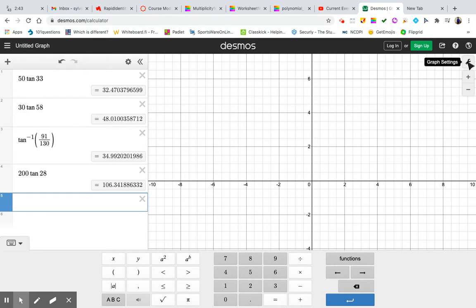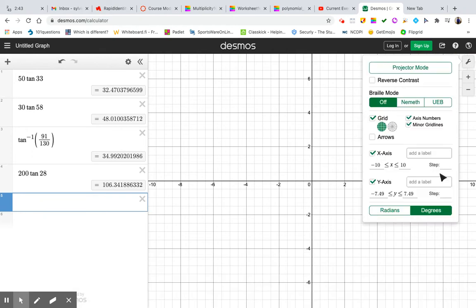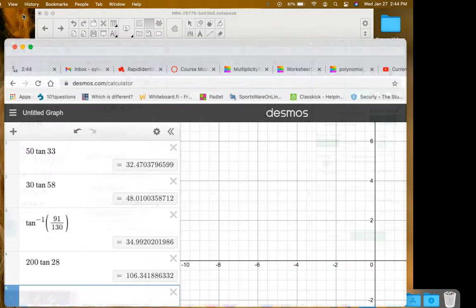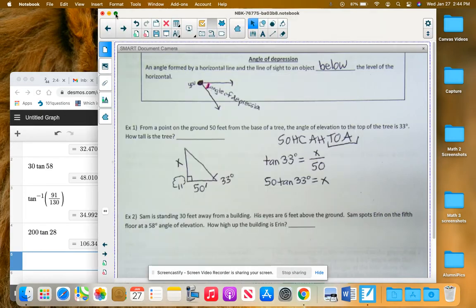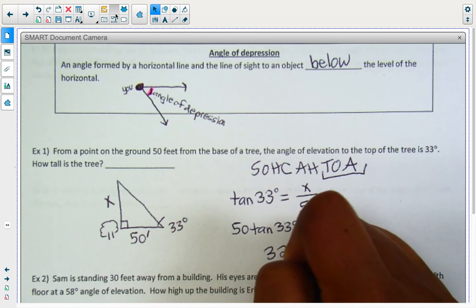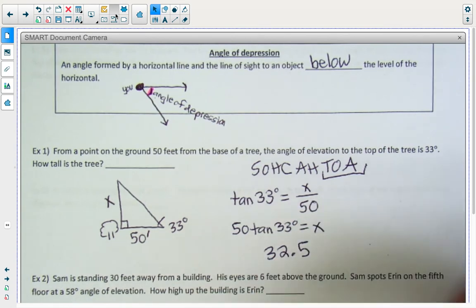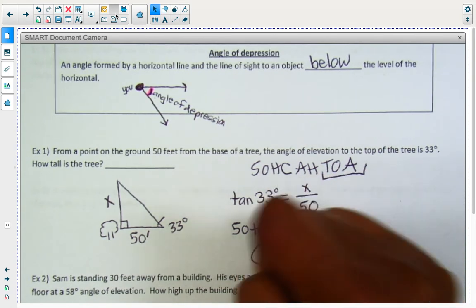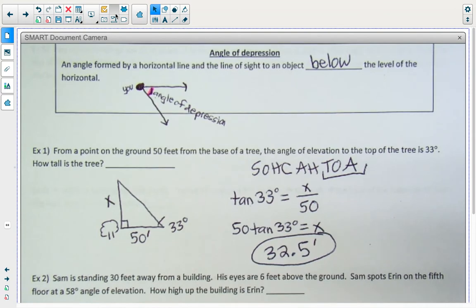Make sure the little toolbar over here where it says graph settings, where I'm circling around, is in degrees so that you can get the correct answer. So the correct answer to this is 32.5. We can round to the nearest tenth. So the height of my tree is 32.5 feet. So that is our answer for the first one.